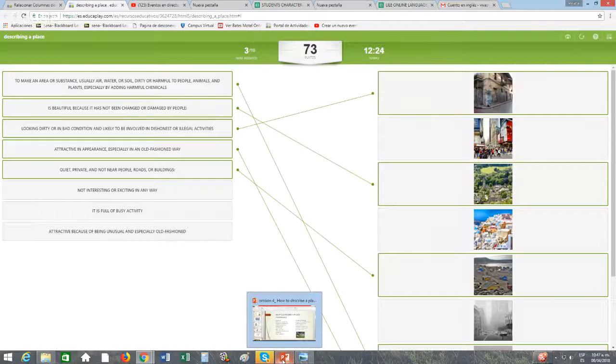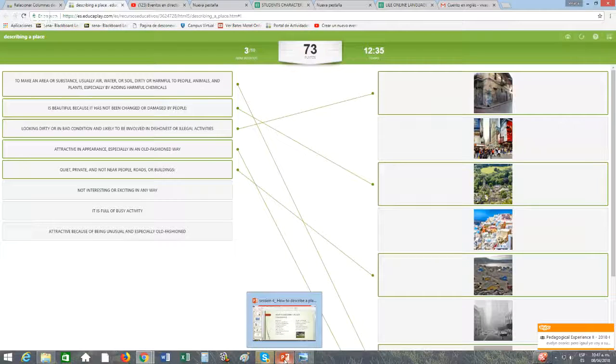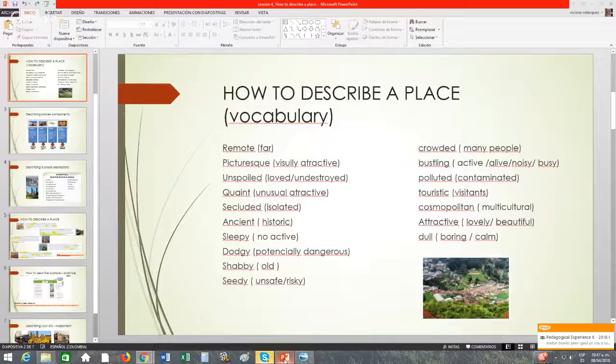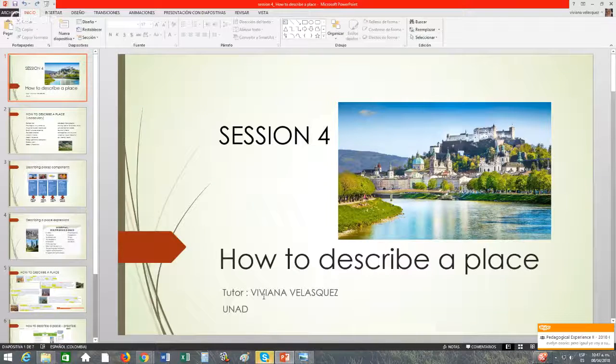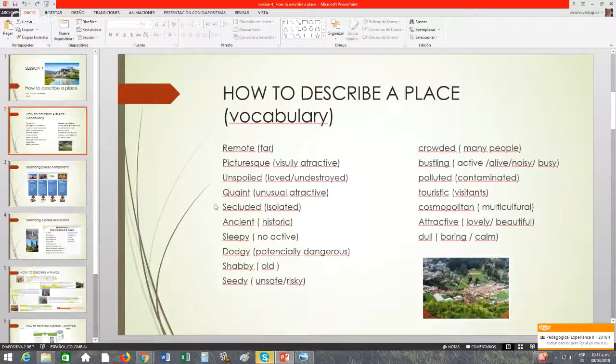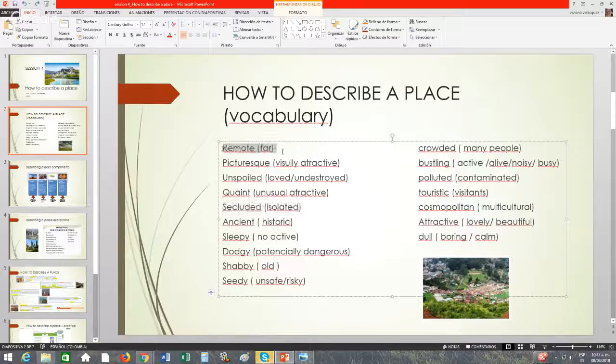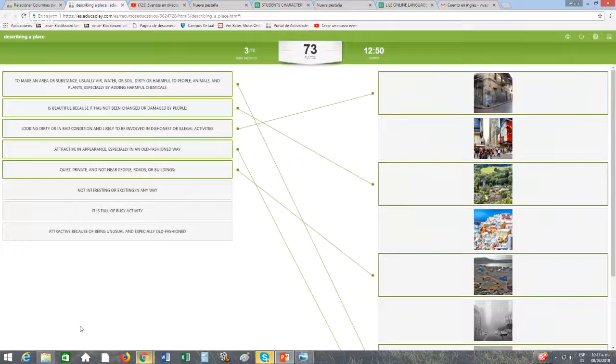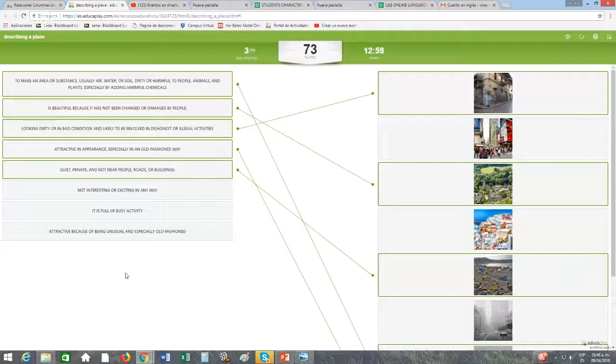There is another synonym. You know, attractive, lovely, beautiful. No. Well, it will be, sorry, secluded or isolated. Yes, or remote, far. Okay. There is not easy access, right? So no roads, no buildings. Yes. Right? Okay. Next one.